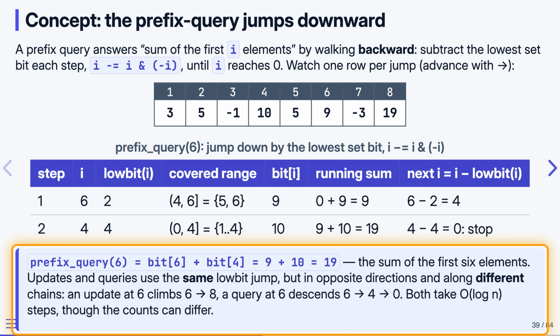Updates and queries use the same low bit jump, just in opposite directions and along different chains. An update at 6 climbs to 8. A query at 6 descends to 4, then 0. Both take big O of log n steps.